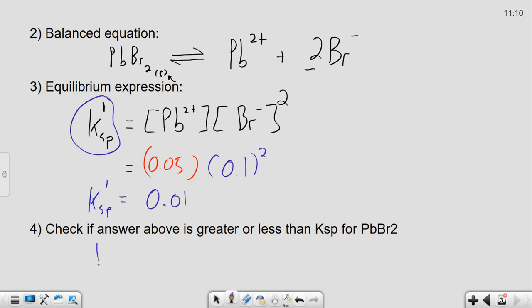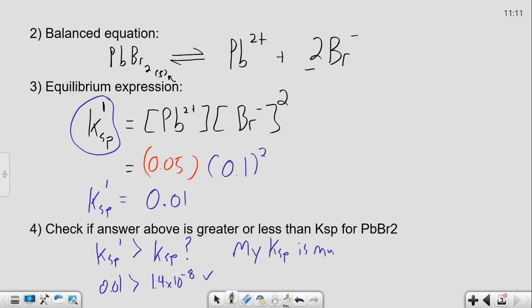Step 4, I need to check. Is KSP prime greater than the regular KSP? That's the question I'm asking. So is 0.01 greater than 1.4 times 10 to the negative 8? And I think we could all see pretty quickly that yes, it definitely is greater. So my KSP prime is much greater than the true KSP, which is given to you in the question.